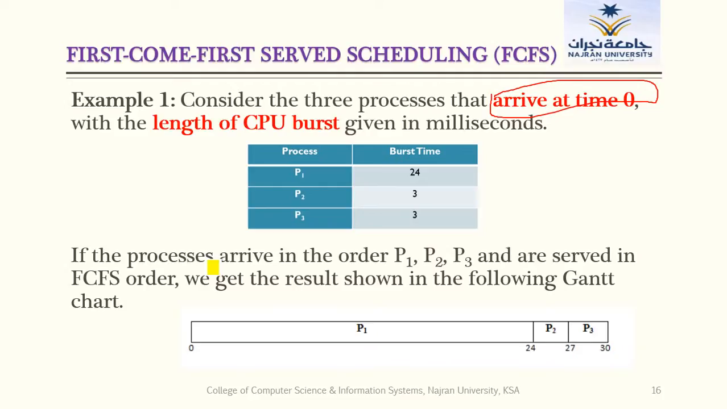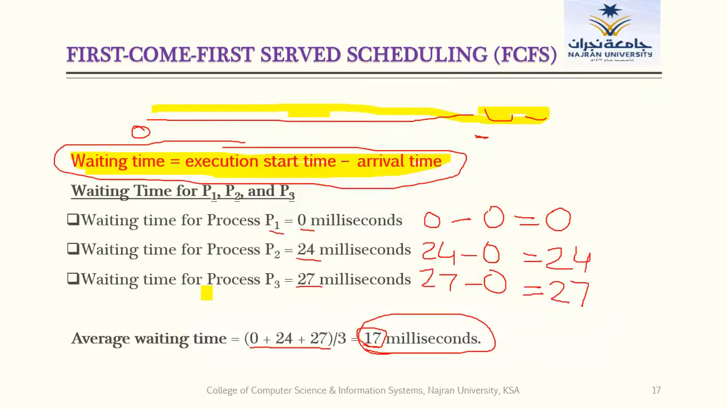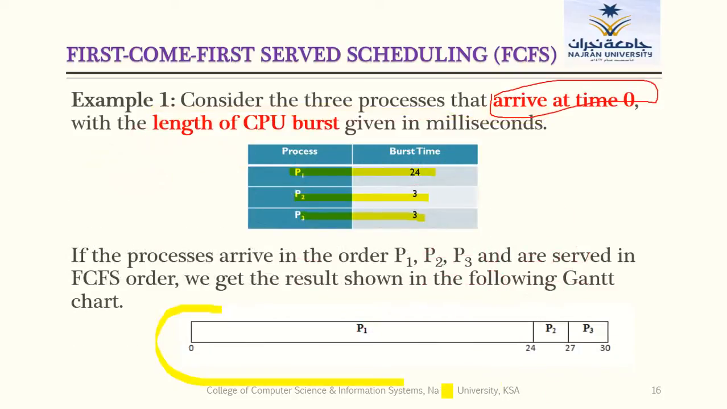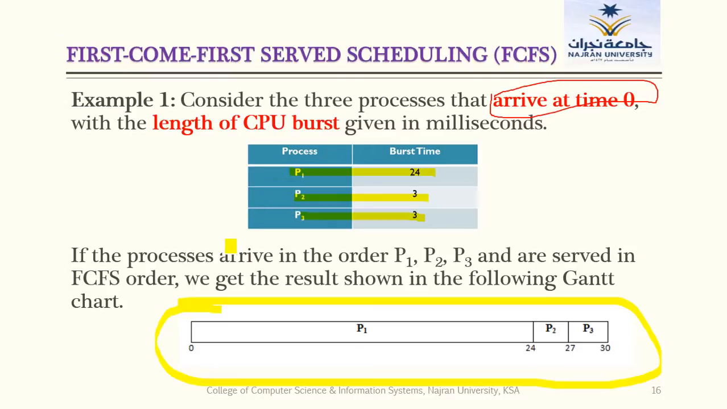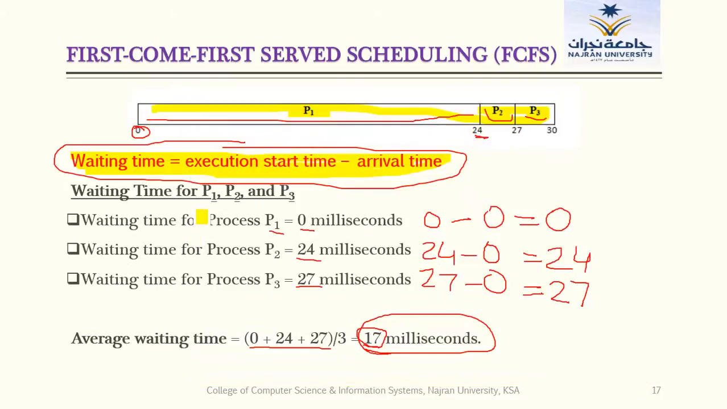Then we discussed one example where we have three processes and burst time is given, but the arrival time for each process was 0. The first task is to make the Gantt chart from the given information. Whenever the Gantt chart is ready, the next step is to calculate the waiting time. So how to calculate waiting time? Waiting time is equal to execution start time minus arrival time.